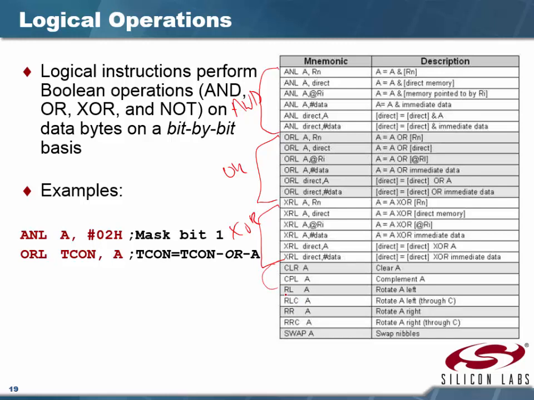Right there. This clears a register, just makes it all 0. This does a bit-by-bit complementing. In other words, 1010 becomes 0101. And again, we can do this with any of these locations right there. So these are all up there.